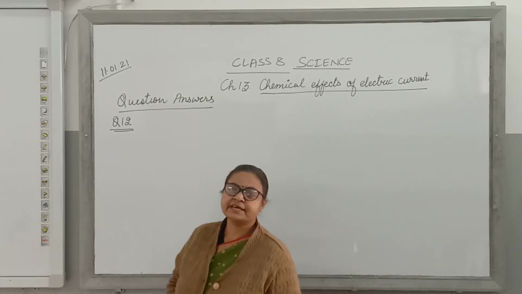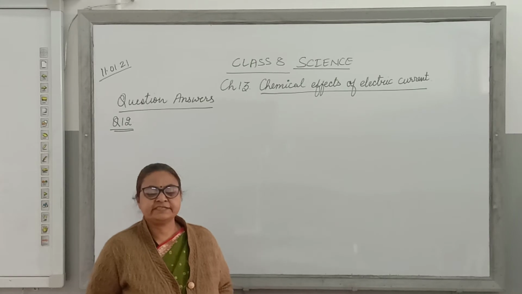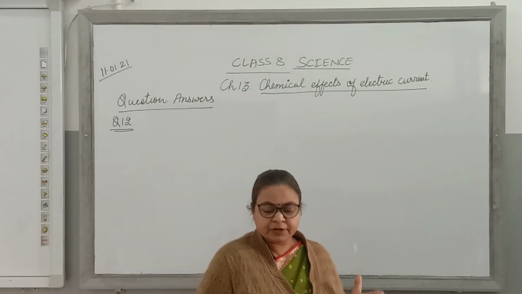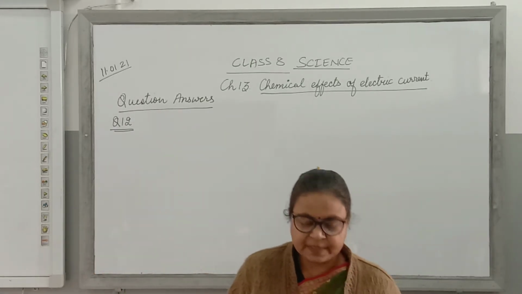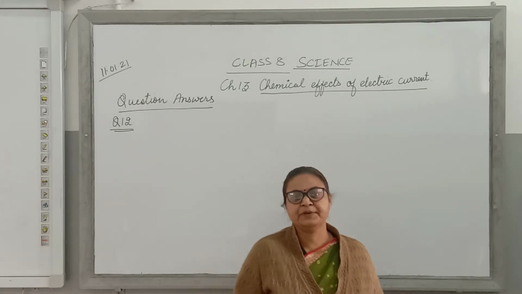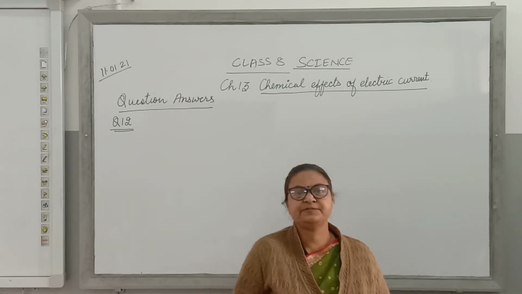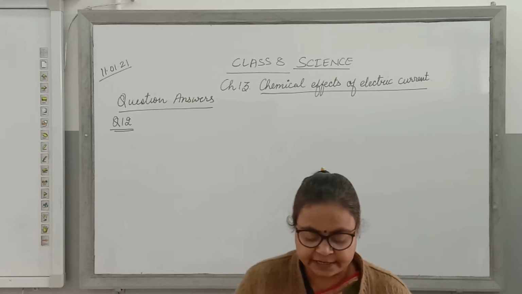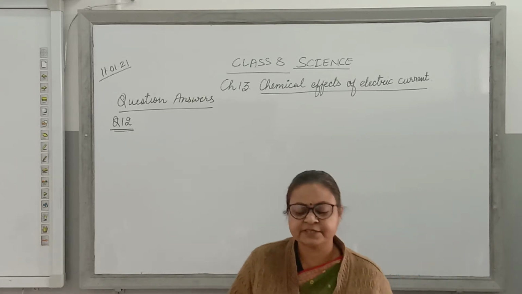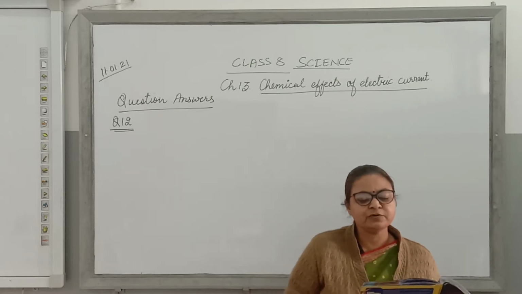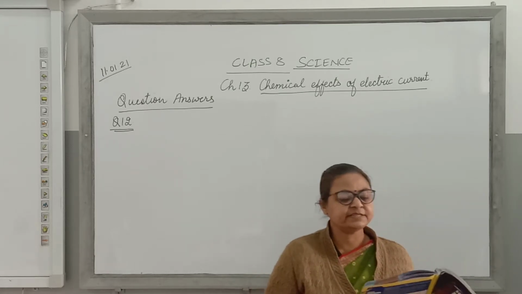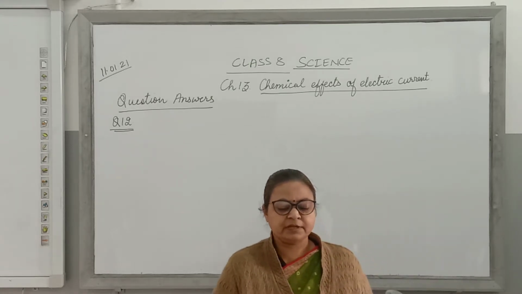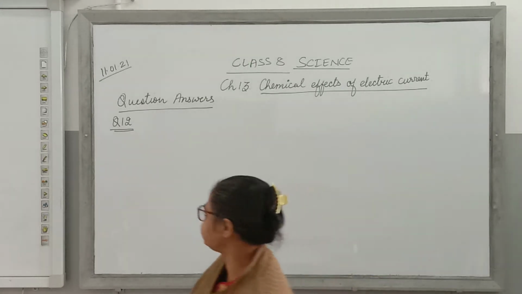Today we shall discuss question answers from question 12 to question number 15 and think and answer of chapter number 13. So let us begin with question number 12. Question number 12 states that label the parts of the figure shown by arrows. Then answer the questions below. The figure is like this.